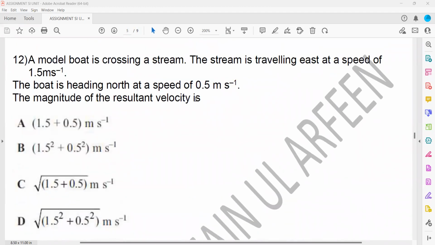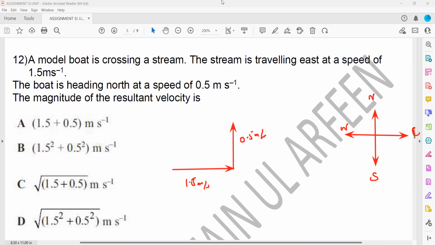In question 12, a model boat is crossing a stream. The stream is traveling east at a speed. So you have to take the directions of the compass. North is always up, south is down, east is towards the right, and west is towards the left. So the stream is traveling east at 1.5 meter per second, east being toward the right. And the boat is heading north at a speed of 0.5.